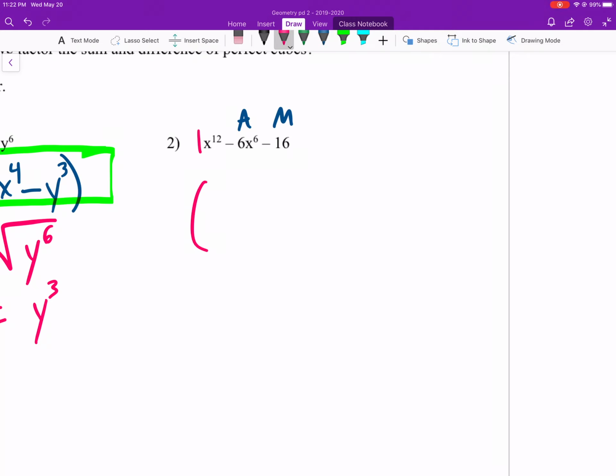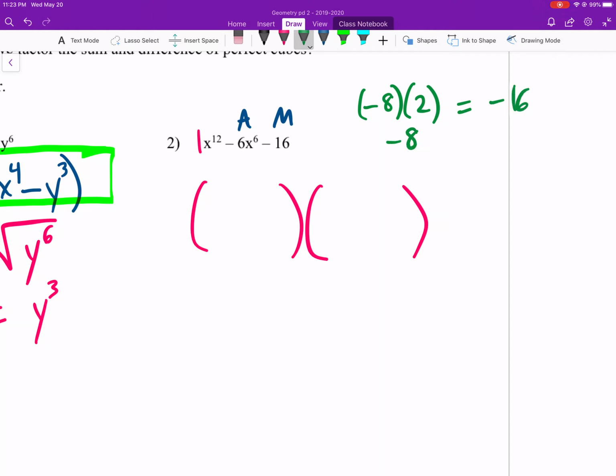So I'm going to open up our parentheses. What are those two values? It's actually negative 8 and positive 2, because when you multiply that, you get negative 16, and when you add those together, you get negative 6. So just showing you how that works out. It would be negative 8 and positive 2.